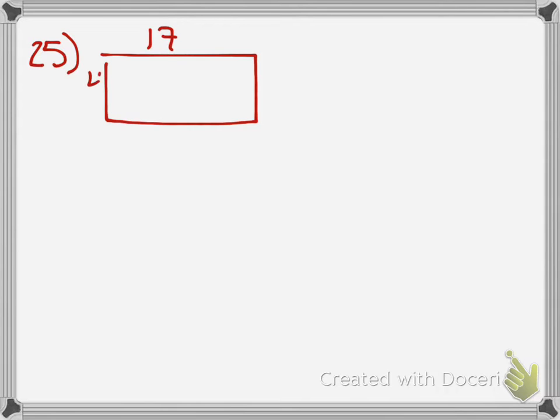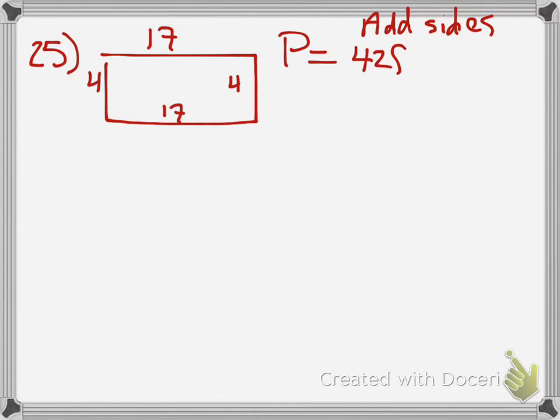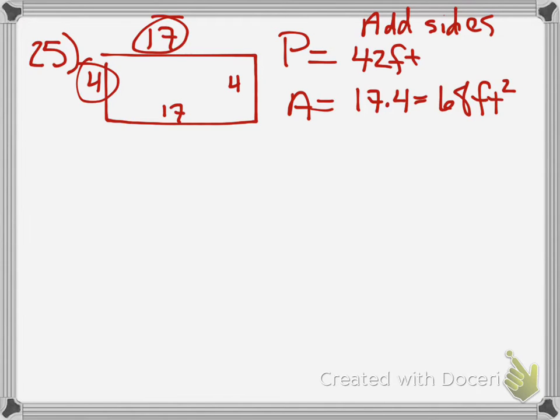All right, here. 25, 26, 27, you've got to know your formulas. Remember, when you have anything other than a circle, you're going to add up the sides. That is the simplest way to define perimeter. So if I add up the sides here, I should get 42 feet. And on any quadrilateral, let's just say a rectangle here, you would multiply the base times the height to get the area. In this case, 17 times 4, which should be 68 feet squared. Worry about the numbers, don't worry about the feet or square feet or anything like that.